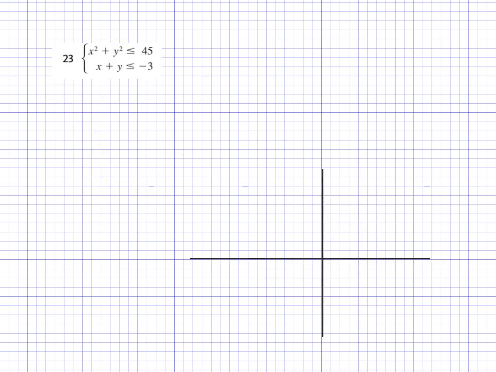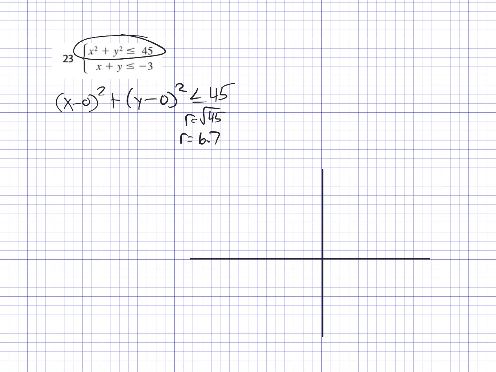Okay, so now we have x squared plus y squared is less than or equal to 45. So that's a circle. The center is at the origin, and our radius is the square root of 45. So that's 9 times 5, or 3 square root of 5, or get a decimal because we're graphing. So we're going to do the square root of 45, and you get 6.7.